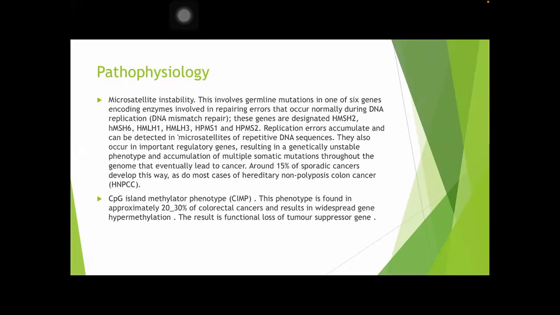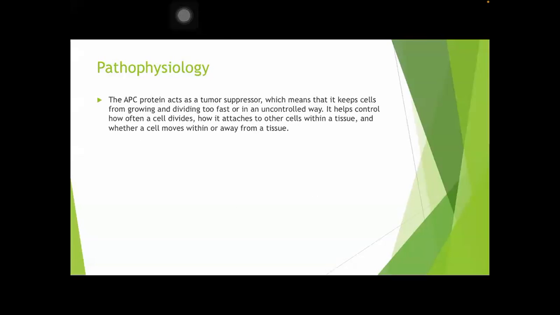CpG island methylator phenotype. This phenotype is found in approximately 20 to 30% of colorectal cancers. As a result of widespread gene hypermethylation, the result is functional loss of a tumor suppressor gene. As we talked about, the first and the third causes of colorectal cancer are caused by tumor suppressor gene inactivation. One of these tumor suppressor genes, which will be inactivated in colorectal cancer, is APC, which is adenomatous polyposis coli.